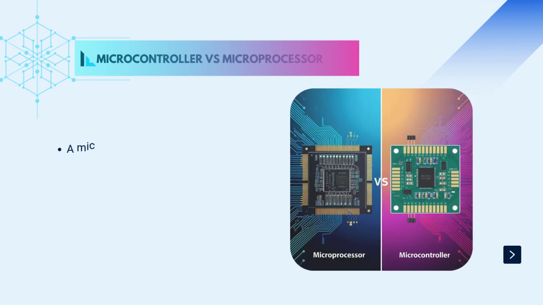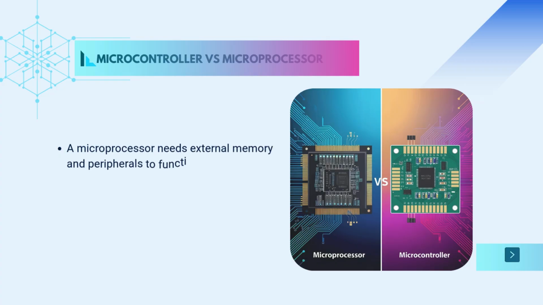Let's clarify the difference between microcontrollers and microprocessors. A microprocessor needs external memory and peripherals to function. A microcontroller has everything integrated into one chip. Think of the microcontroller as a self-contained system, while a microprocessor is part of a larger computing setup.